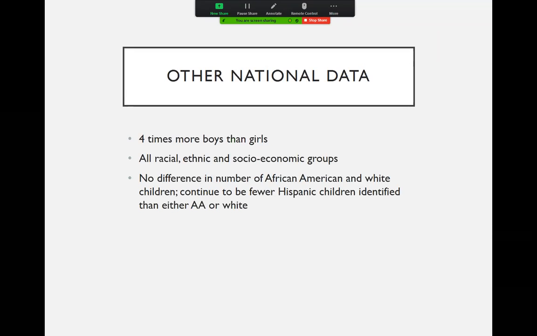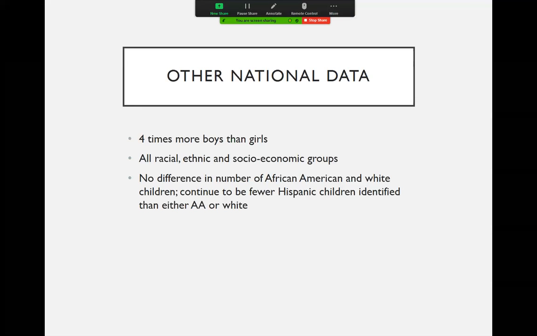Some of the other national data that we look at, boys are still much more readily diagnosed, 4 times more than girls. We are seeing more girls being diagnosed. Over the last 12 to 18 months, I've seen a much larger influx of girls being diagnosed, especially girls who are much older. This summer, almost at least weekly, I had phone calls from families of girls anywhere from 10 to 25 years old that had just been diagnosed with an autism diagnosis.